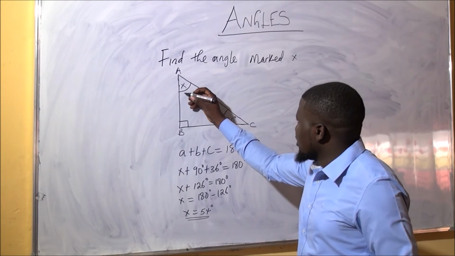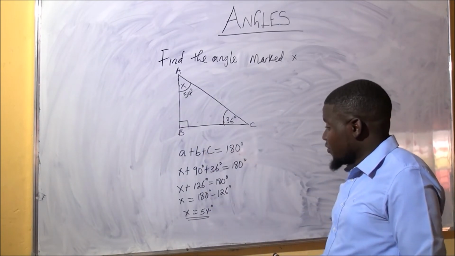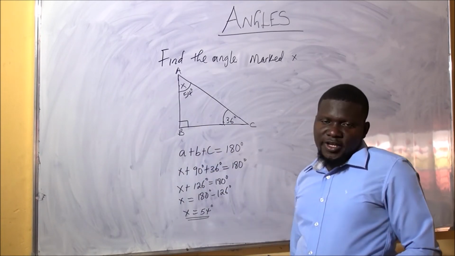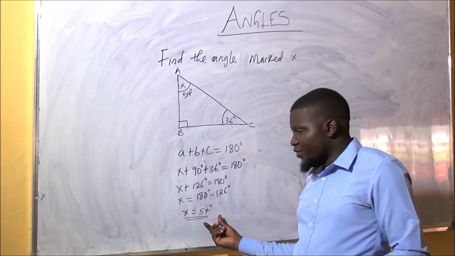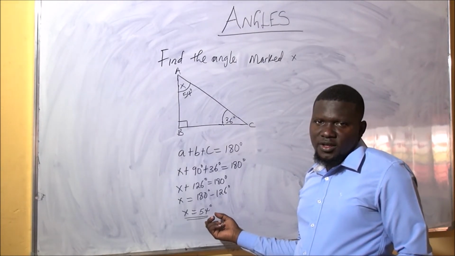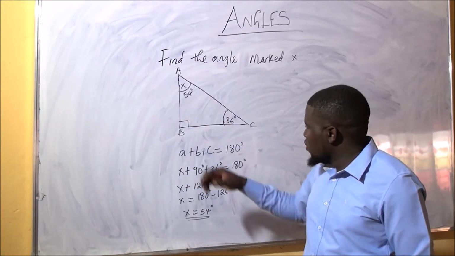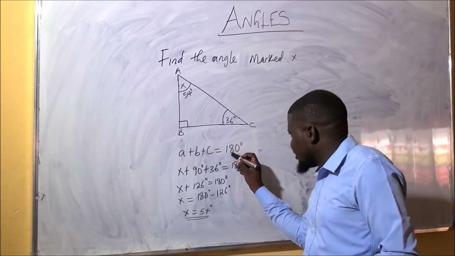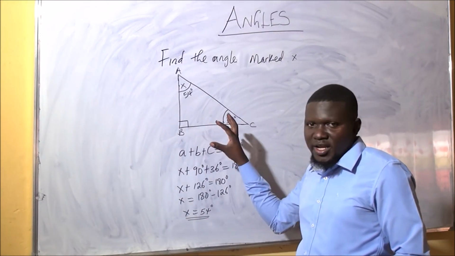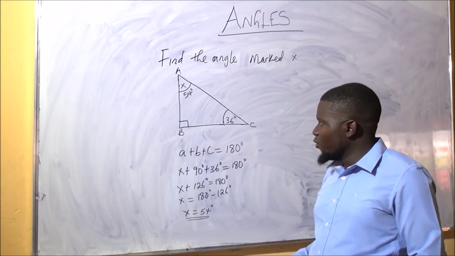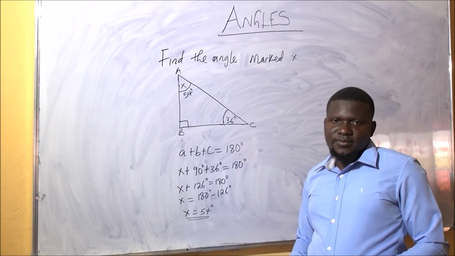So at this point, we have 54 degrees as our answer. So 54 degrees represents the value of x. The value of x is equal to 54 degrees. The only proof that we have is that when you add all the angles inside the triangle, we should get 180 degrees. So this is the way you can answer such a question, if you come across this question during the final exam.